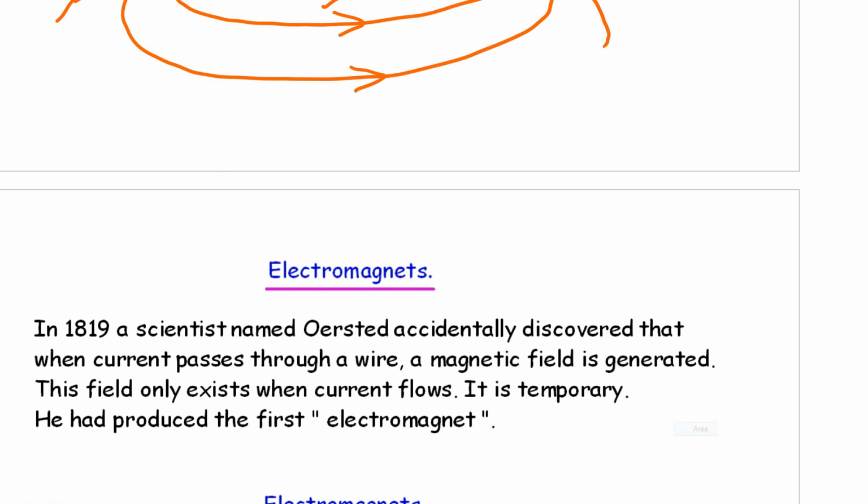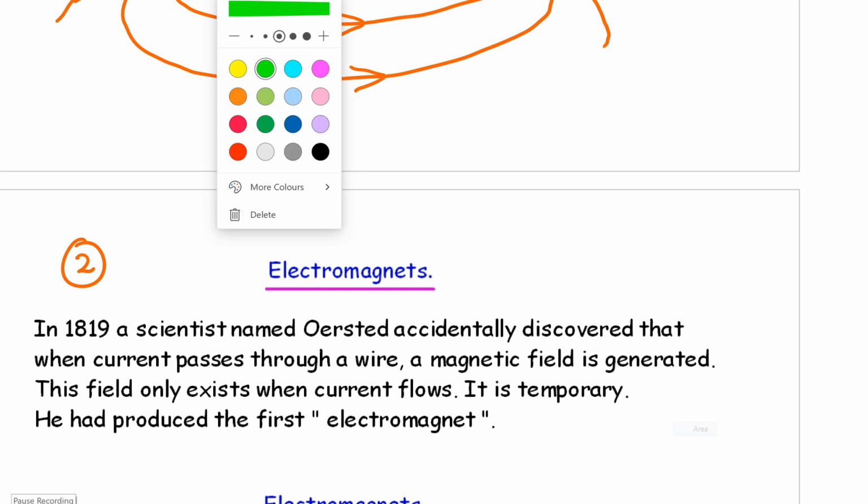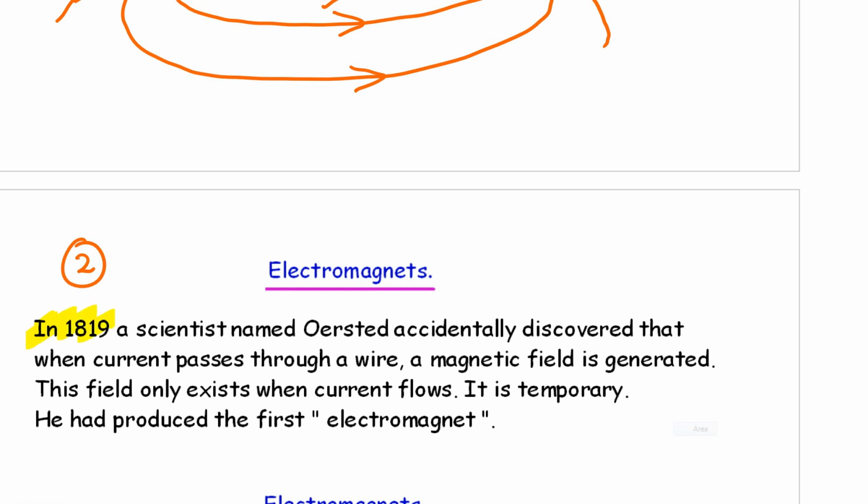Number two, in 1819, this scientist called Ørsted, accidentally discovered that when current passes through a wire, it generates a magnetic field. This field only exists when current flows. So in other words, it's not permanent, it is temporary. He had generated the first electromagnet.